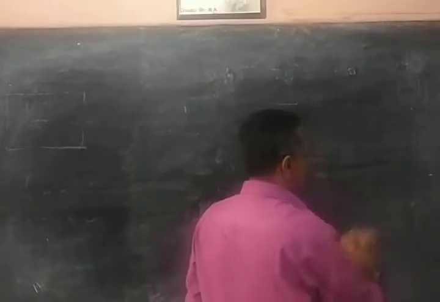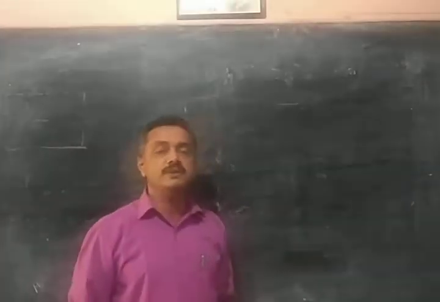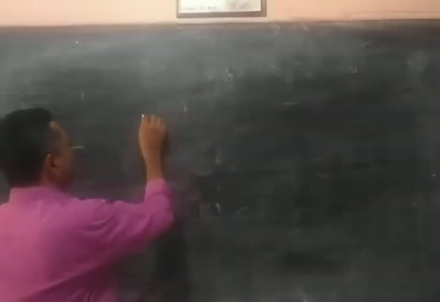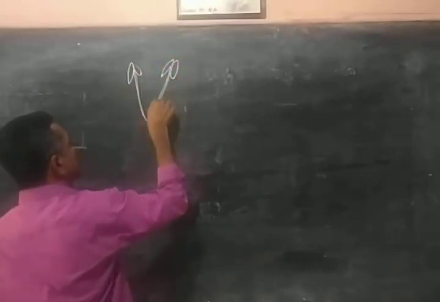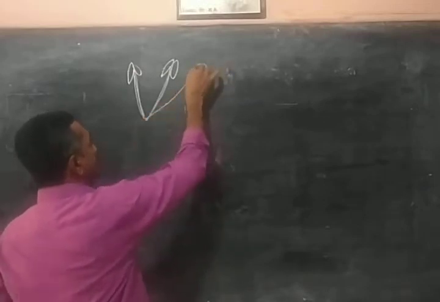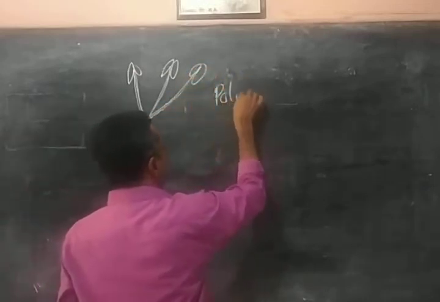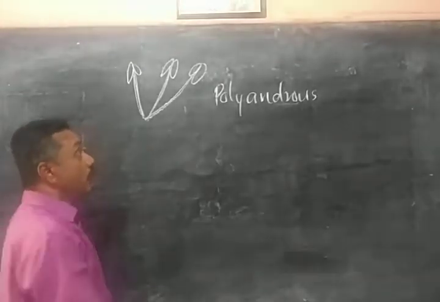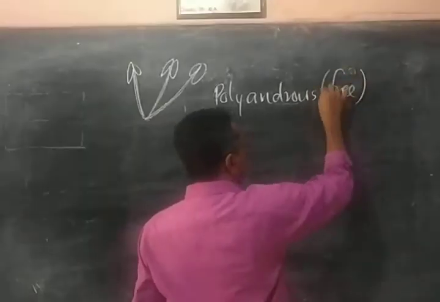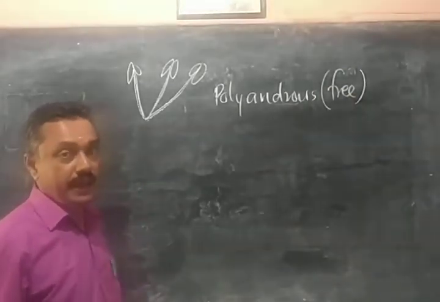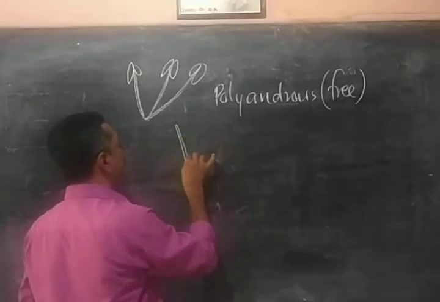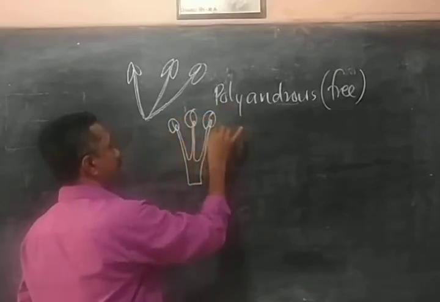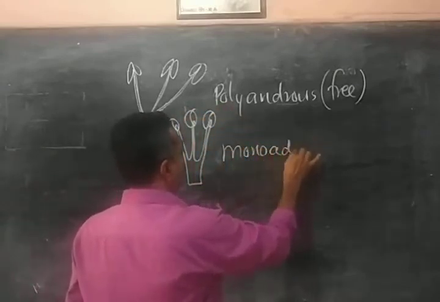And see, the stamens may be joined or free. Numerous stamens are present in a flower. When they come in large numbers, they may be free. Stamens are free from one another, not attached. If the stamens are free, this condition is called polyandrous condition. Free means not joined, called the polyandrous condition. If the stamens are joined into one group like this, it is called monoadelphous condition.